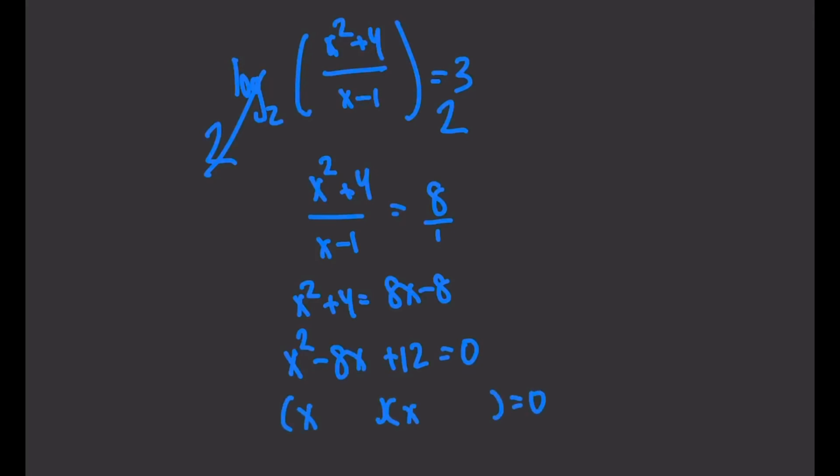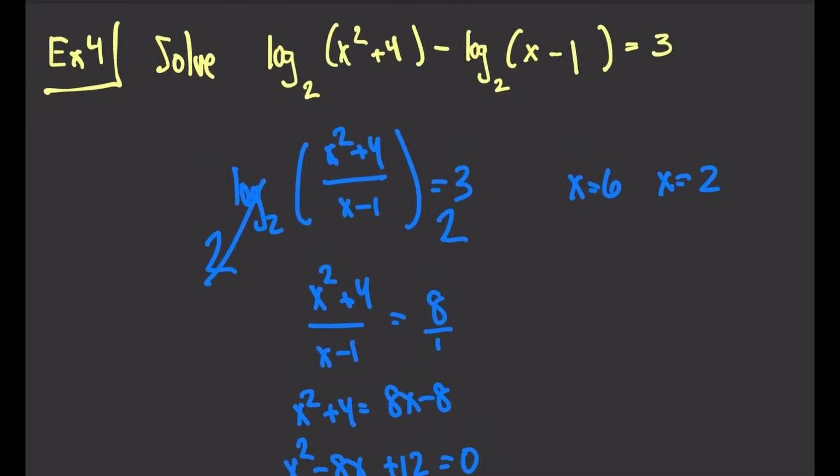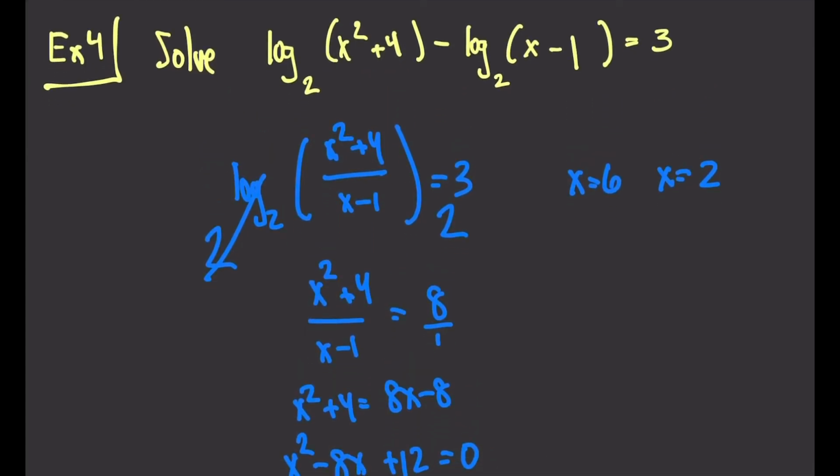So x and x, signs are the same, both negative. Multiply to 12, combine to a negative 8. I think that's going to be a negative 6 and a negative 2. So I'll write it up here. My two roots are x equals 6 and x equals 2. And let's check them. So 6, yep, that works there, makes that positive. 6 minus 1 is 5, so that's going to work. 2, yep, that's going to keep that positive, and that's also going to keep that positive. So they both work.